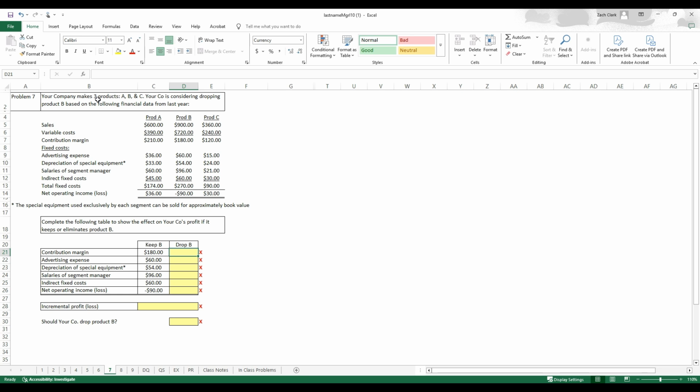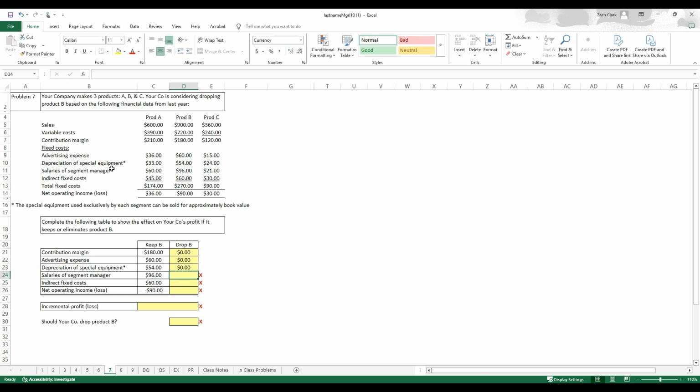Your company makes 3 products, A, B, and C, and we're considering getting rid of product B based on some financial information, kind of similar to the other problem we looked at previously, right? So we have a negative 900 operating loss for product B, and we've got the decision whether to keep or eliminate. Again, we have 880 contribution margin, but if we get rid of the product, we have 0 contribution margin. The advertising expenses are going to be real similar to the other one.